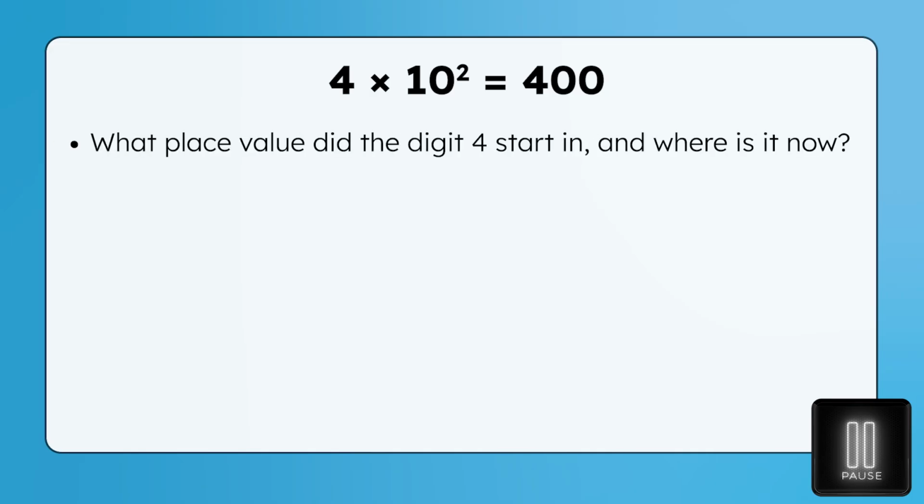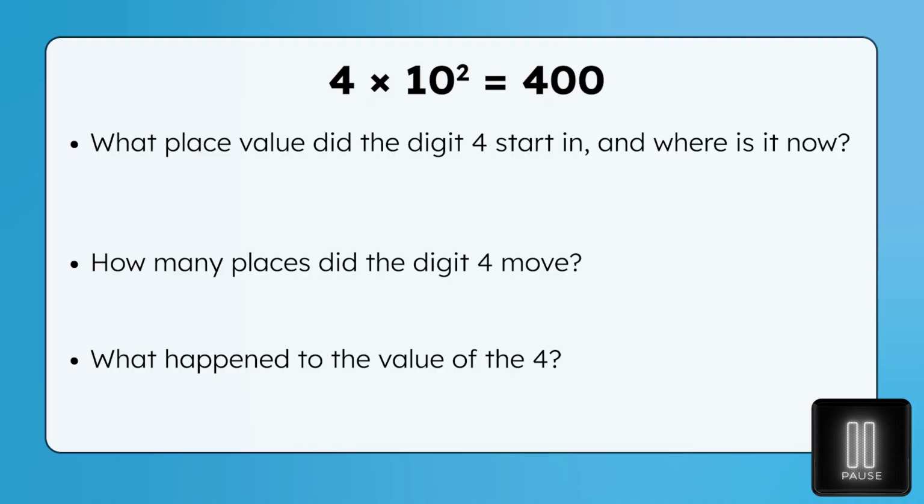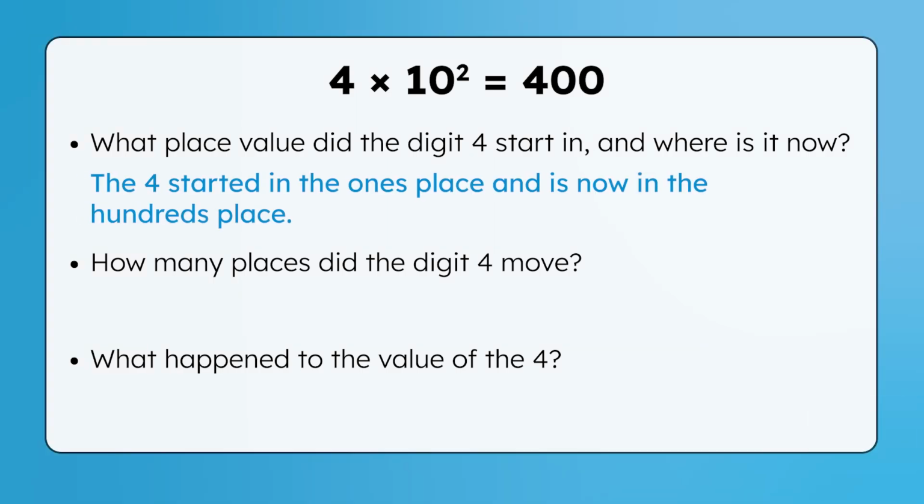What place value did the digit 4 start in, and where is it now? How many places did the digit 4 move? What happened to the value of the 4? When we multiplied 4 times 10 to the second power, the 4 started in the ones place, and it's now in the hundreds place. How many places did the digit 4 move? It moved 2 places to the left.